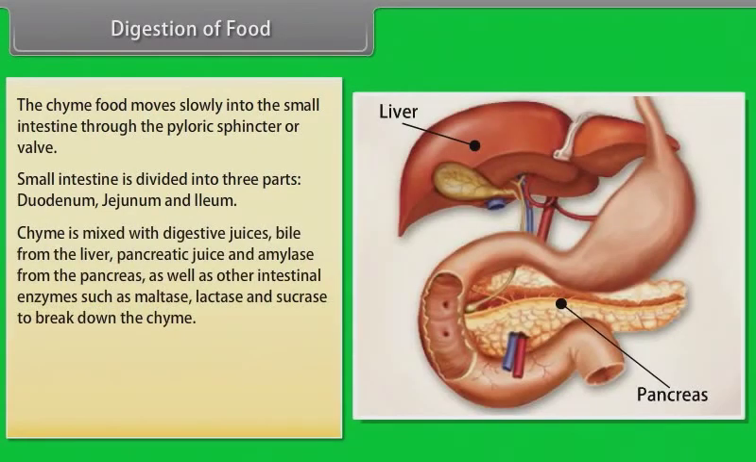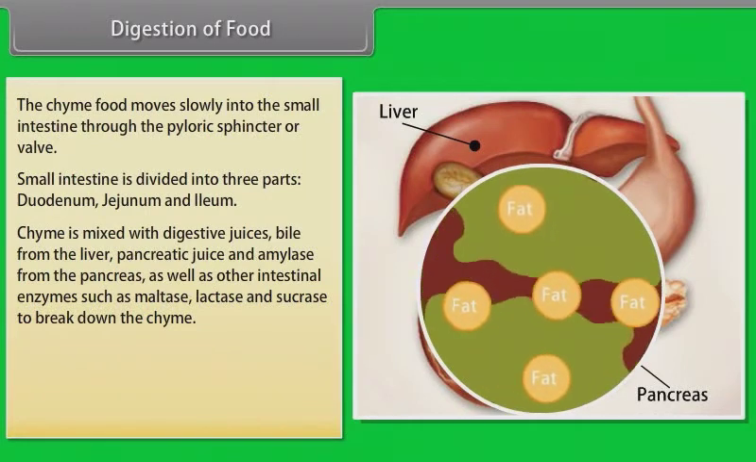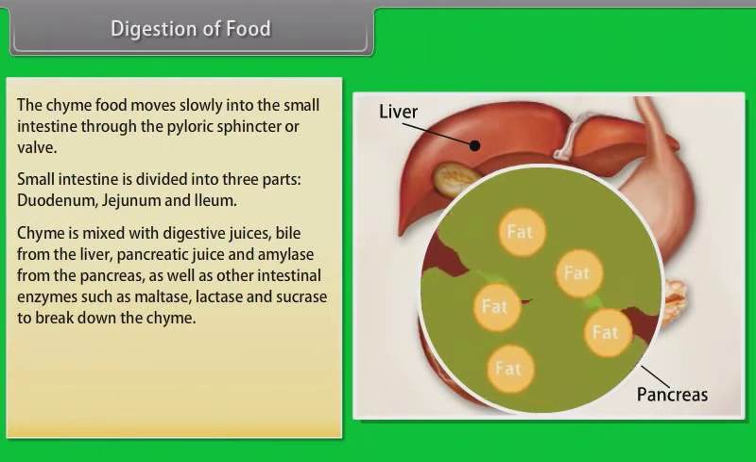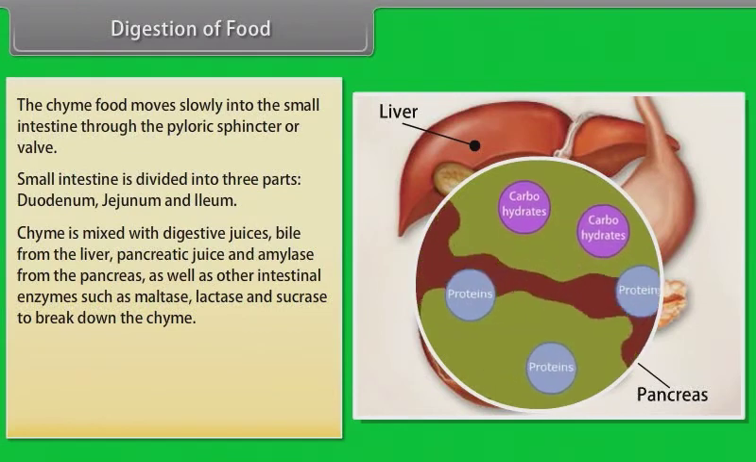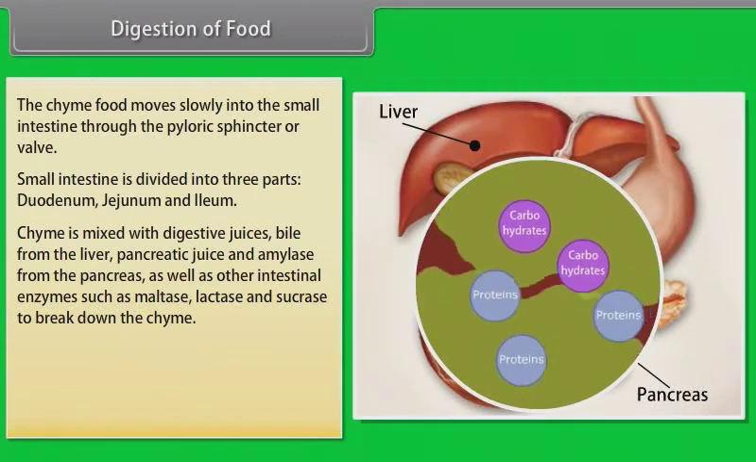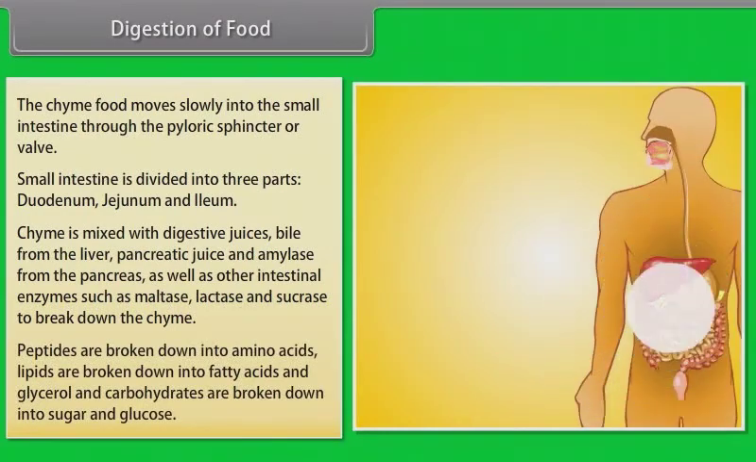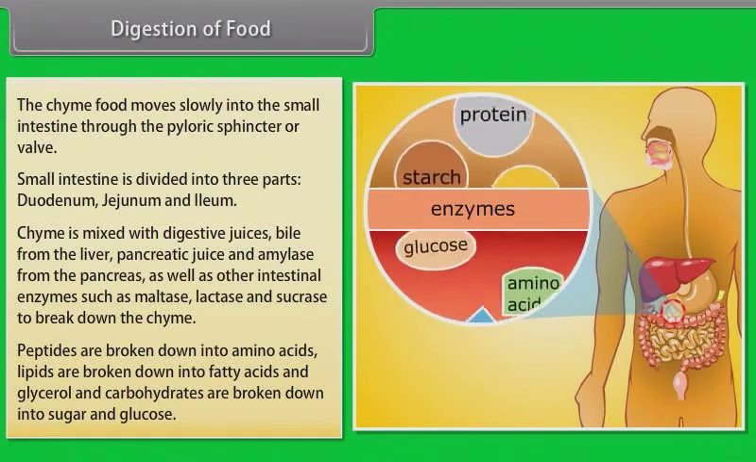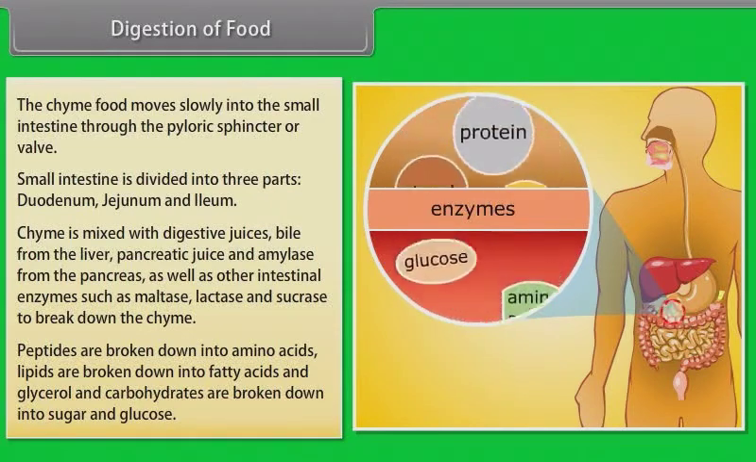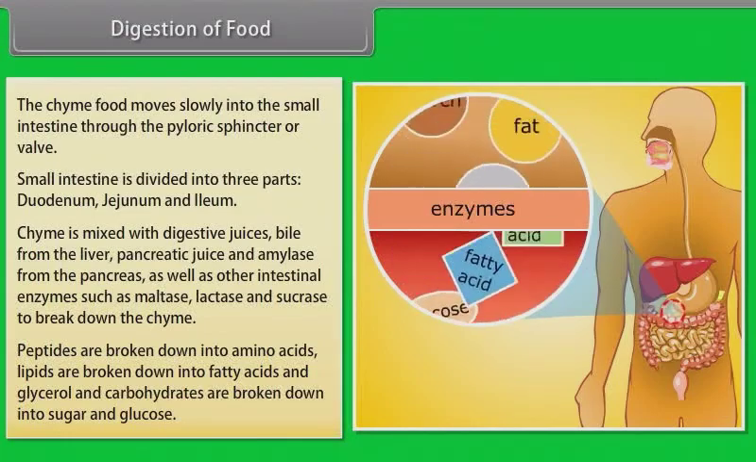Chyme is mixed with digestive juices: bile from the liver, pancreatic juice and amylase from the pancreas, as well as other intestinal enzymes such as maltase, lactase and sucrase to break down the chyme. Peptides are broken down into amino acids, lipids are broken down into fatty acids and glycerol, and carbohydrates are broken down into sugar and glucose.